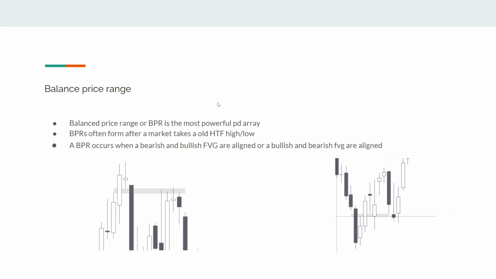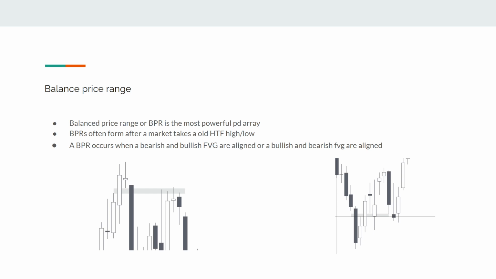Balanced price range, or BPR, is the most powerful PD array. BPRs often form after a market takes an old high time frame high/low. A BPR occurs when a bearish and bullish fair value gap are aligned, or a bullish and bearish fair value gap are aligned. I kid you not when I say this. This is the most powerful PD array.